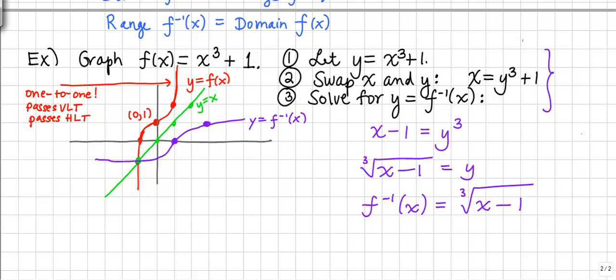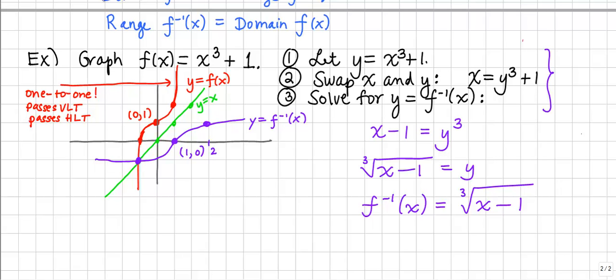I've drawn it in for you, a rough sketch. You can see that the point 0, 1 does indeed become the point 1, 0. When you swap x and y, -1, -1 stays the same. The point 1, 2 becomes the point 2, 1. And they're symmetric to each other about y equals x.